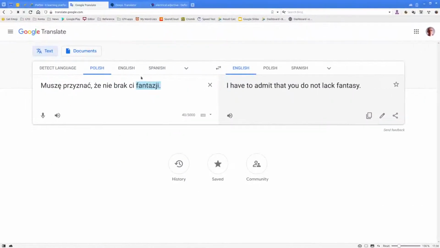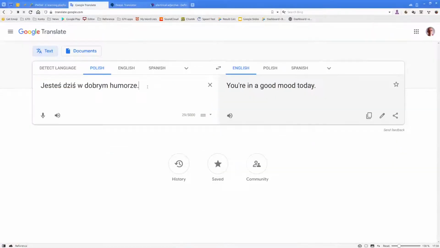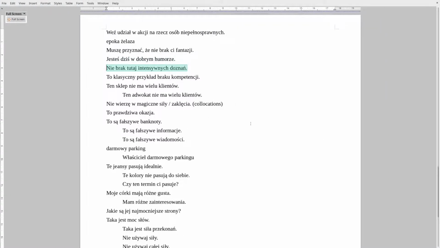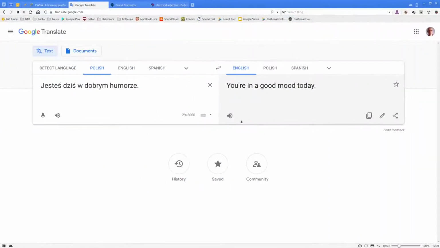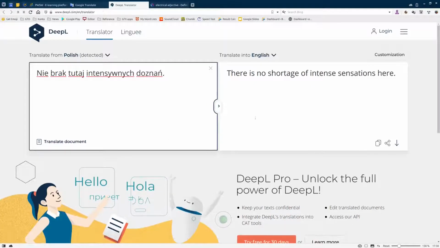Okay, I don't predict any problems with this one, because it's such a common expression. Let's look at this one. Right, and this is a very good translation. Excellent. There is no shortage of intense sensations here. Very nice. And the same here. It's the exact same translation.